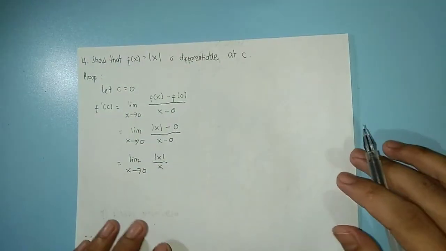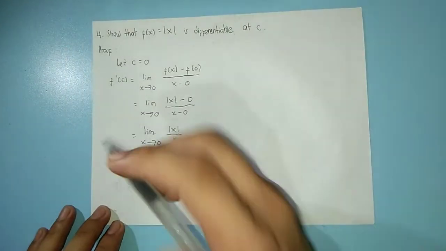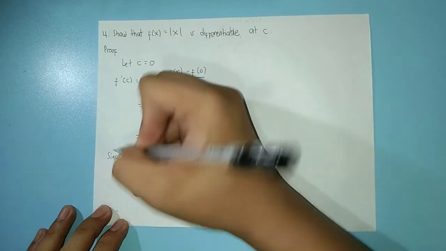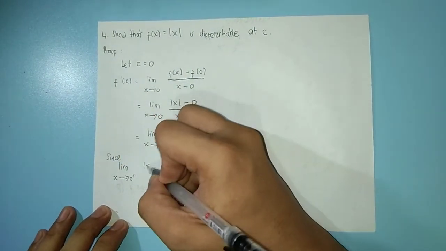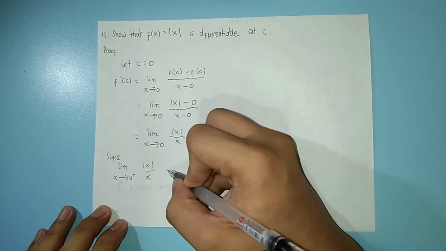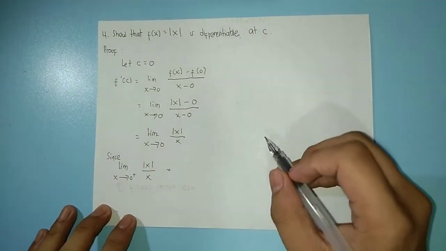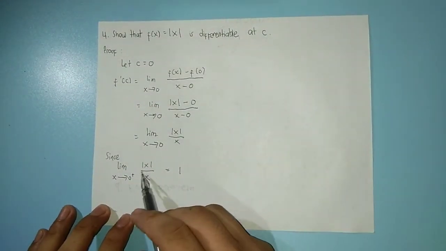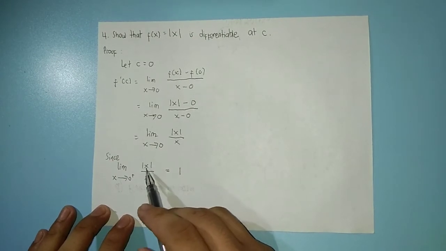Now, kung i-apply natin yung limit, okay, yung right hand limit niya, since yung right hand limit neto ng absolute value of x over x ay magiging equal saan? Equal sa 1. Bakit positive 1? Kasi itong absolute value of x over x, yung absolute value of x kasi magiging x na lang.